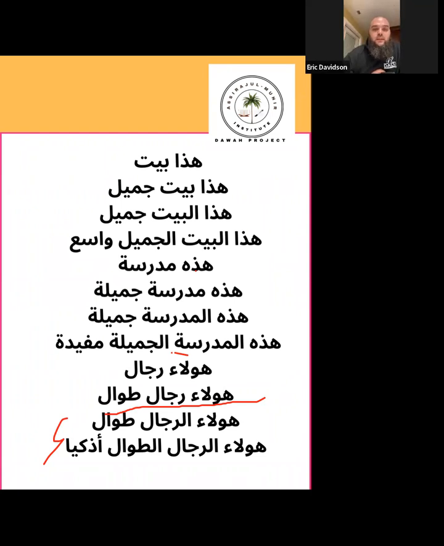هذا البيت الجميل. البيت الجميل واسع. This beautiful house is spacious. هذه مدرسة. This is a school. هذه مدرسة جميلة. This is a beautiful school. هذه المدرسة جميلة. This school is beautiful. هذه المدرسة الجميلة مفيدة. This beautiful school is useful.